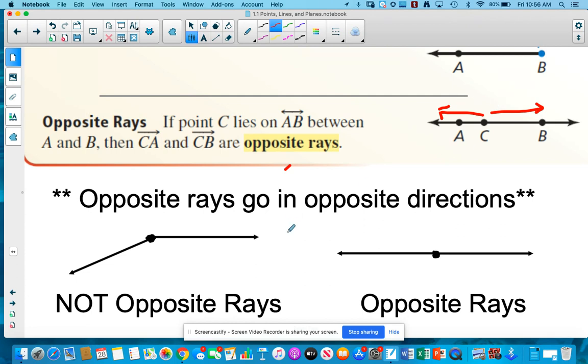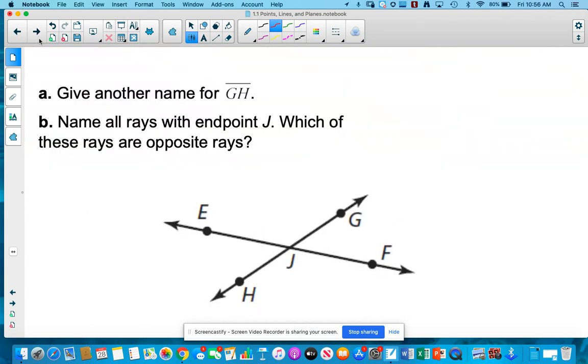But now when we go down here, look at these 2 points. This is not going in the opposite direction as your other line. These are not opposite rays, because they don't create a straight line. All right, let's go ahead.